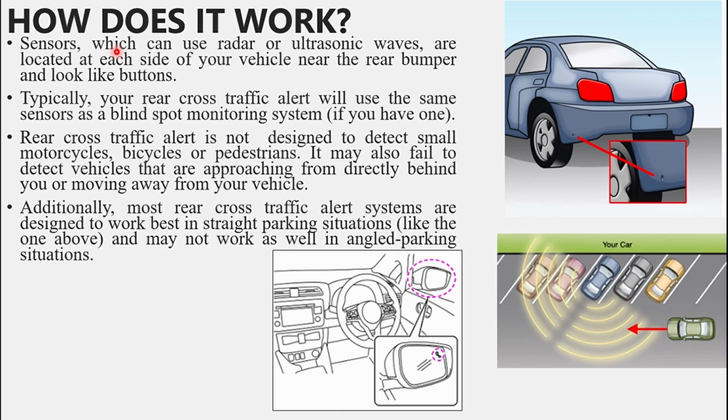How does it work? Sensors which use radar or ultrasonic waves are located on each side of your vehicle near the rear bumper and look like buttons. For example, you can see here there are some visual aids. This is what I was mentioning in the previous slide. These radar or ultrasonic sensors are located at the side near the rear bumper and look like buttons. This is what I am talking about.